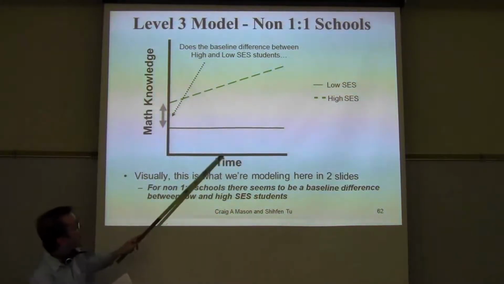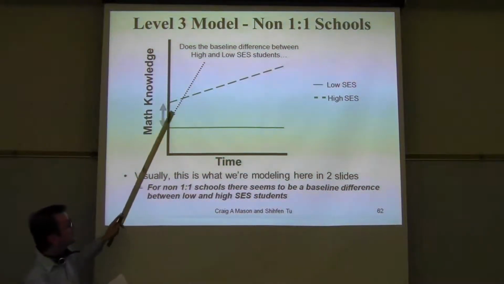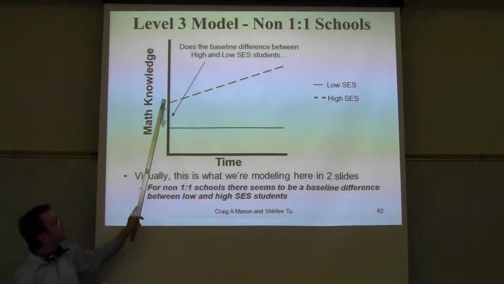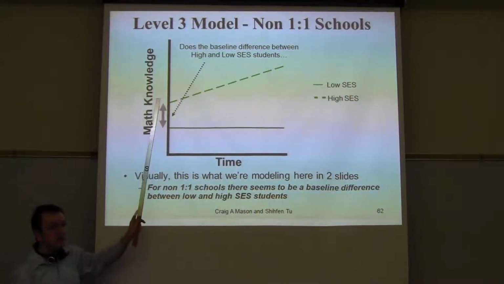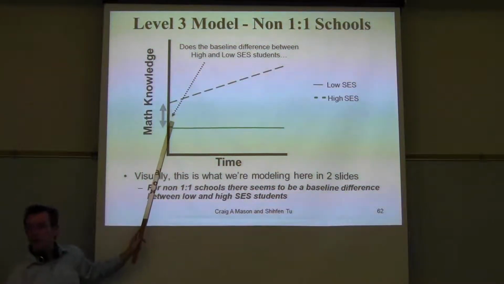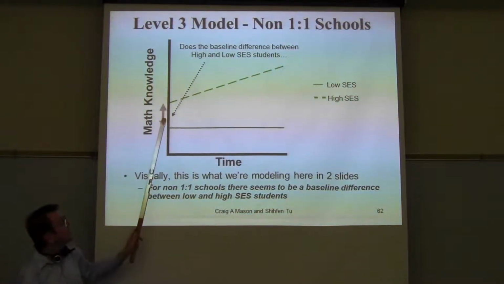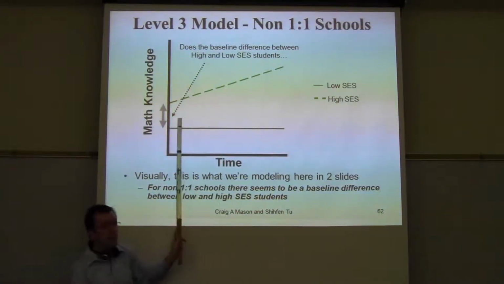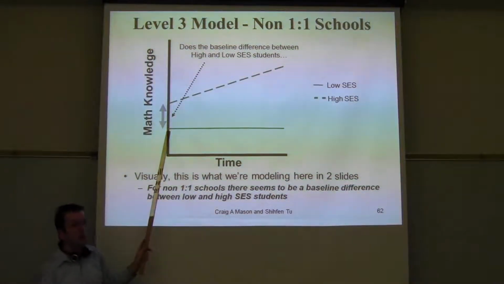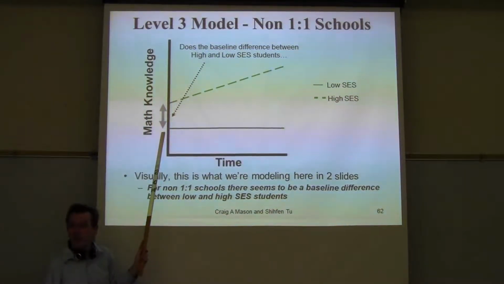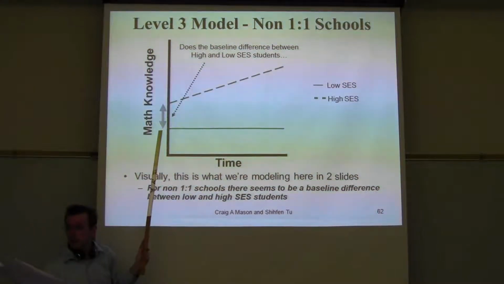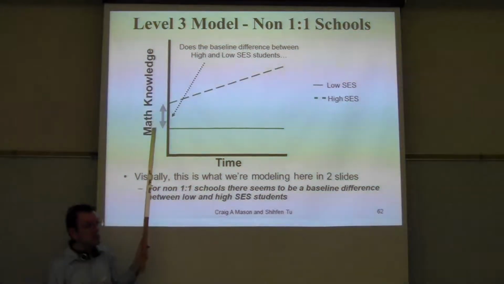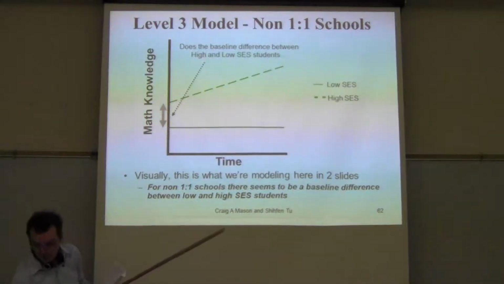Let's say this is our non-one-to-one schools. So we look at the non-laptop schools, and maybe we see, oh look, there does seem to be an SES difference among those maybe 12 or 13 non-one-to-one schools. At the baseline level, kids who are low SES are coming in, and again, we're just focusing on the baseline. Those low SES kids are coming in the non-laptop schools. The low SES kids come in somewhat below the high SES kids. There does seem to be some difference in the non-laptop schools.